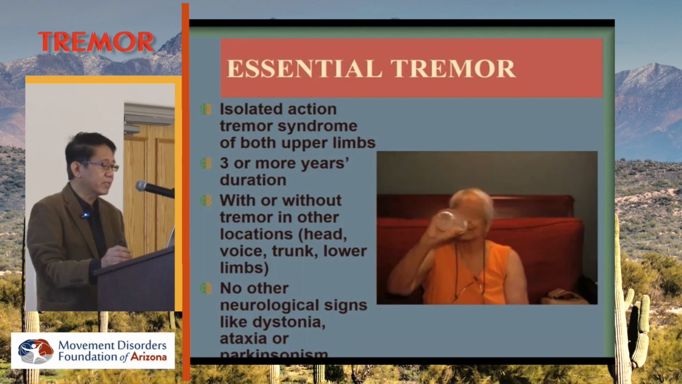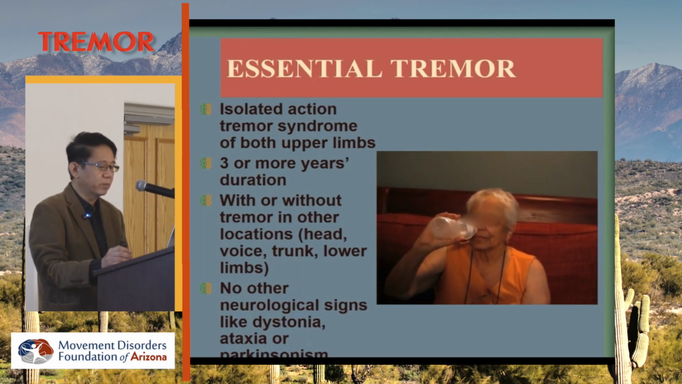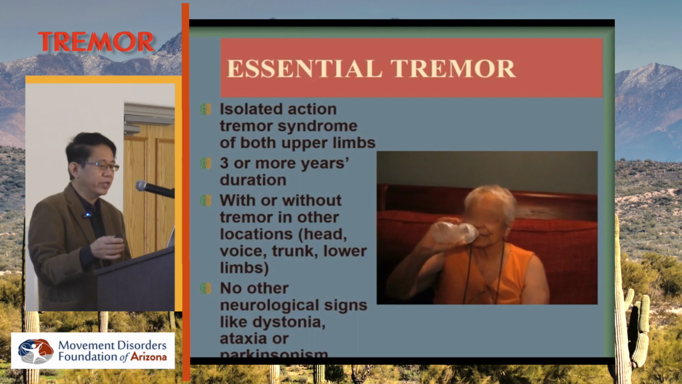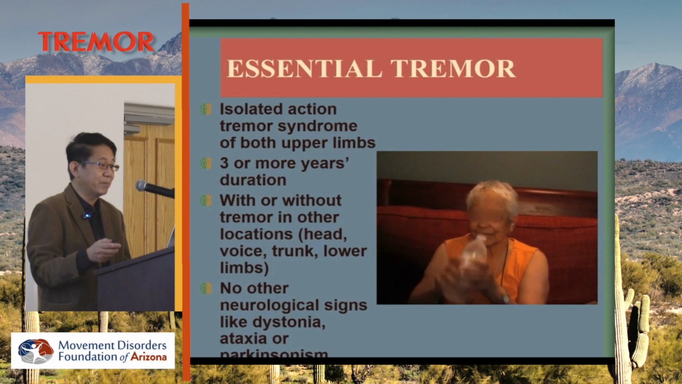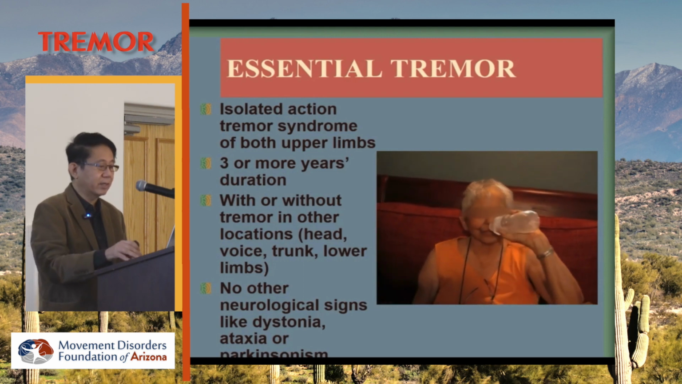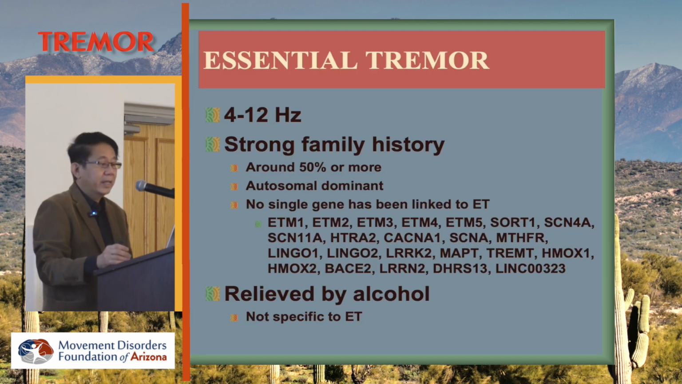Now this tremor can be associated with tremor elsewhere like the head, the voice, the trunk, or lower limbs. And the classic pure essential tremor has no other neurological signs or symptoms. So this is an example of an isolated tremor syndrome. And then if we measure the frequency of the tremor bursts, it is within the range of 4 to 12 hertz. And there's a very strong family history of somebody with tremors if you do have essential tremor.